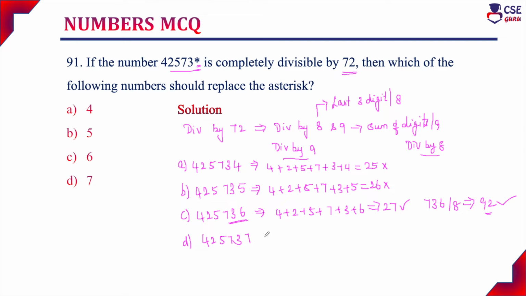And also we will check for option D. That is 4 plus 2 plus 5 plus 7 plus 3 plus 7. And it is 28. No, it is not divisible by 9. So the correct answer is option C. Star is equal to 6.